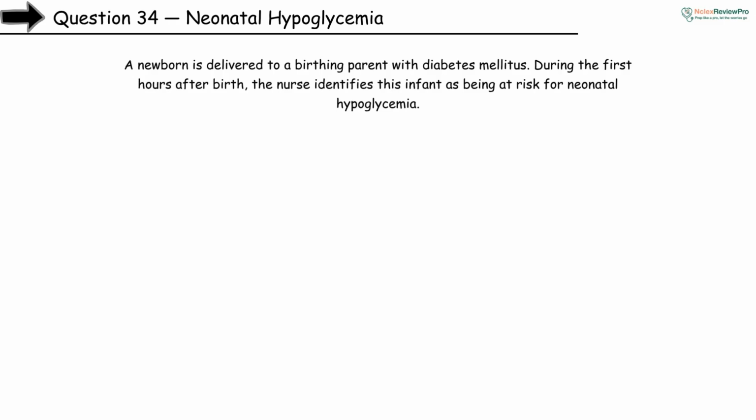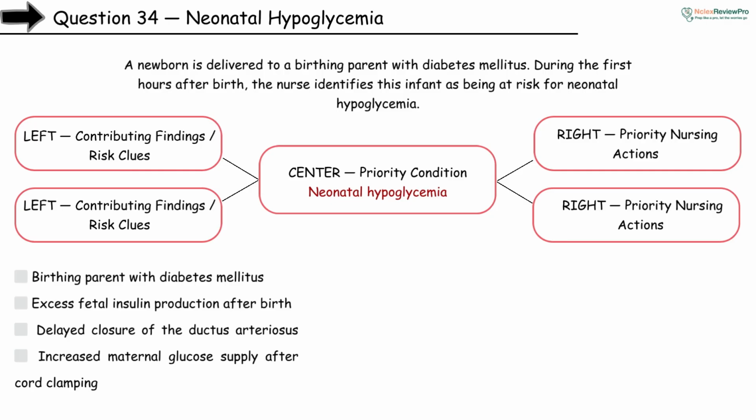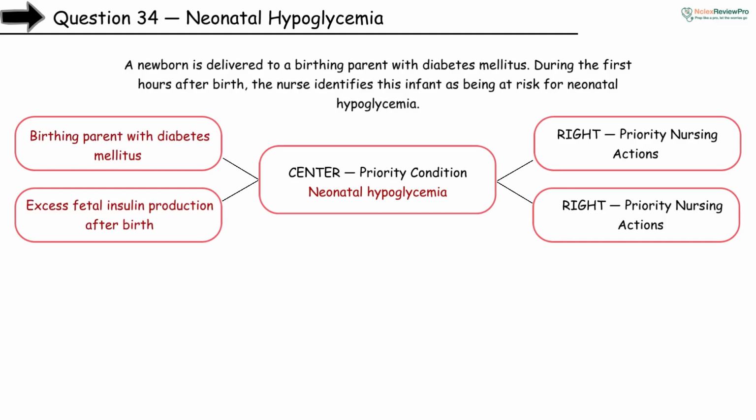Now this is a bow tie question, so before jumping into answers, let's structure it. Left side, contributing risk factors. Center, priority condition. Right side, priority nursing actions. Let's start with the left side. Look at the options and think. The correct answers are birthing parent with diabetes mellitus, excess fetal insulin production after birth.